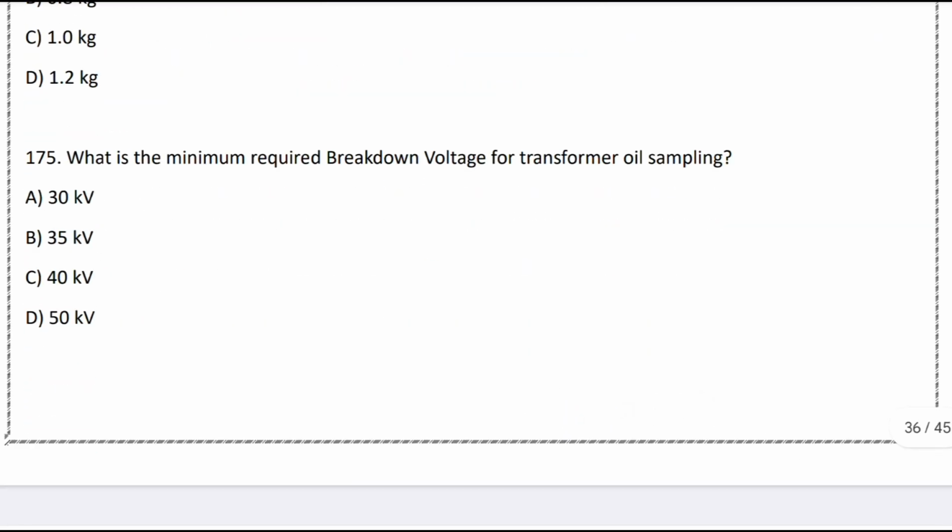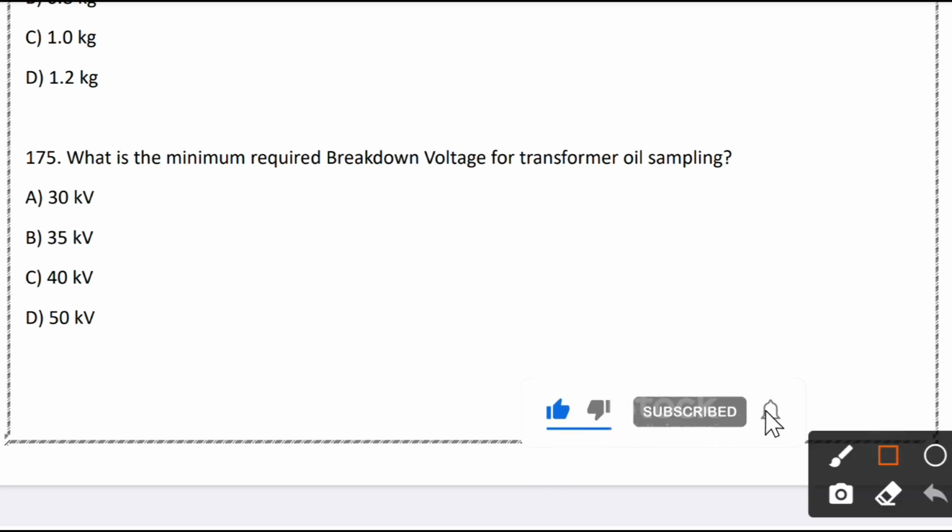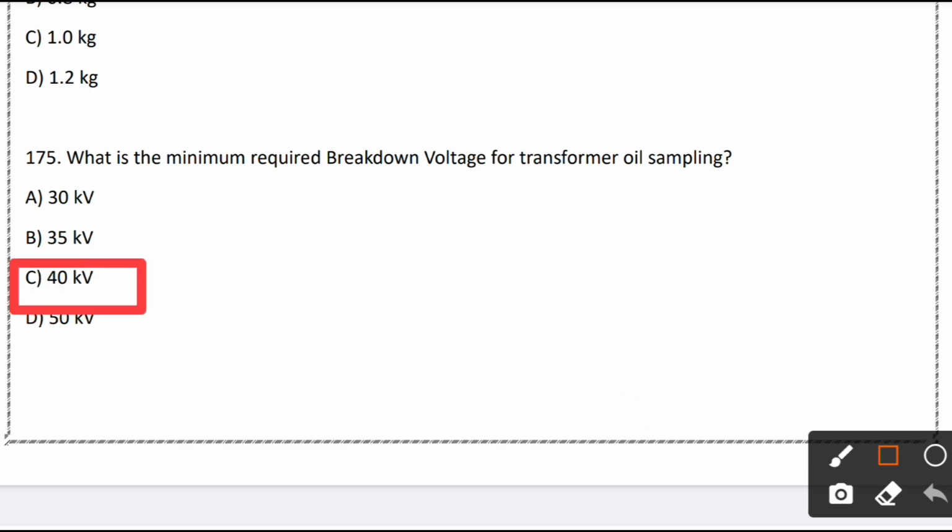175. What is the minimum required breakdown voltage for transformer oil sampling? A. 30 kV, B. 35 kV, C. 40 kV, D. 50 kV. The correct answer is C. 40 kV.